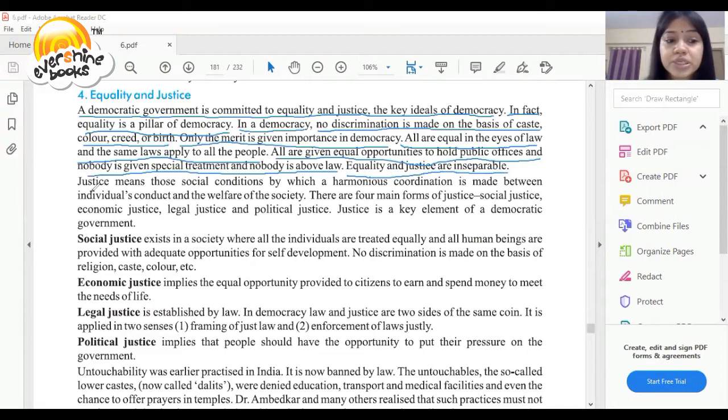inseparable. So justice means those social conditions by which a harmonious coordination is made between individuals' conduct and the welfare of the society. There are four main forms of justice, that is social justice, economic justice, legal justice and political justice. Kitne tarike ke justice hote hain? Char tarike ke main justice hote hain. नंबर वन सोशल जस्टिस, नंबर टू इकोनॉमिक जस्टिस, नंबर थ्री लीगल जस्टिस एंड नंबर फोर पॉलिटिकल जस्टिस.